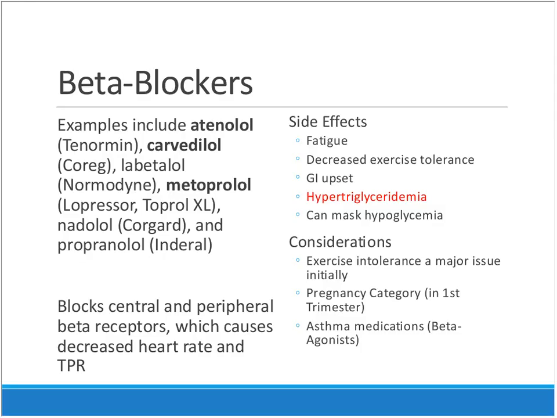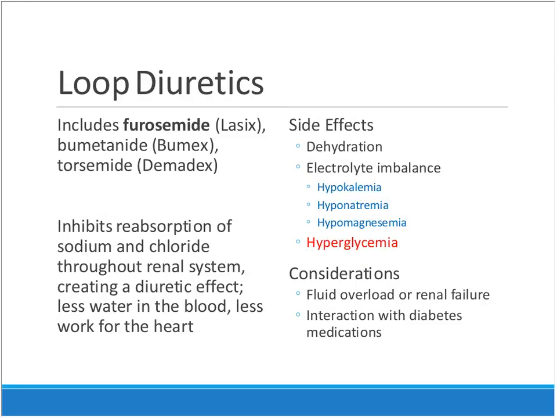They're still category C in most cases in the second and third trimester, but they become an option in a patient that we absolutely need to get their blood pressure under control, and the benefit outweighs the risk to the fetus. The next class is loop diuretics.